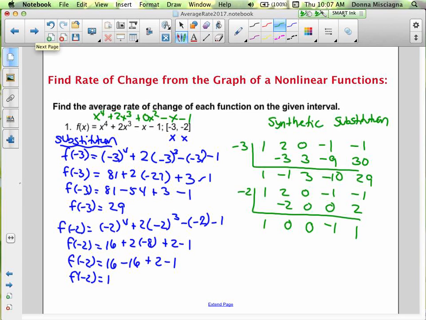So most of this problem was just getting the values of our function, and this one just took a lot less time. And I had a lot less places for me to make a mistake.